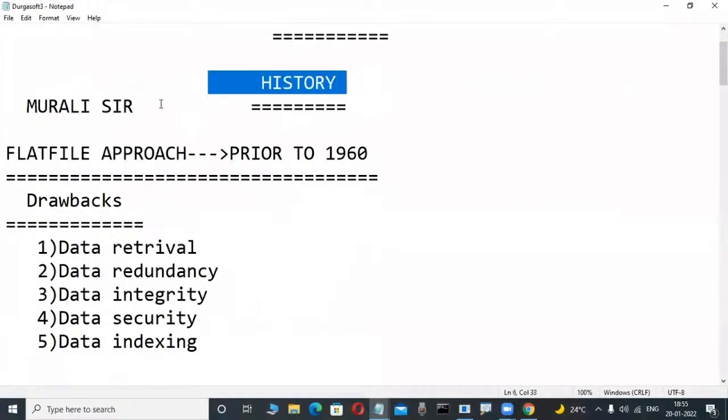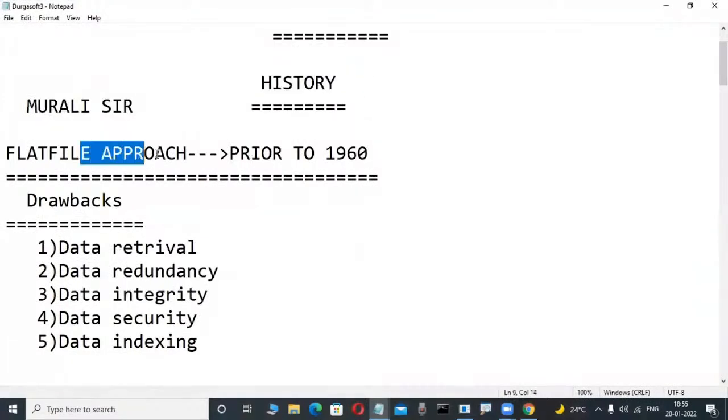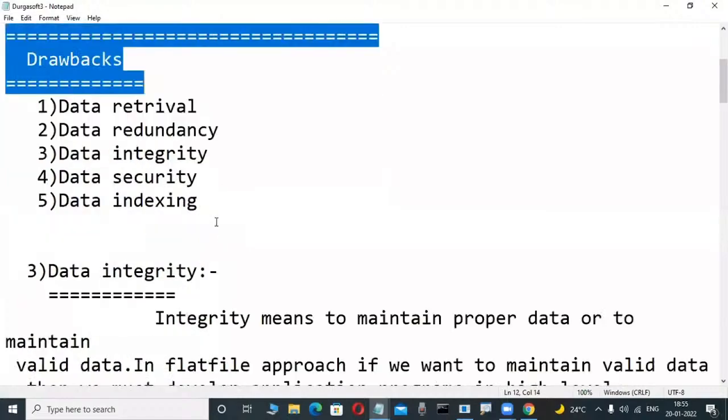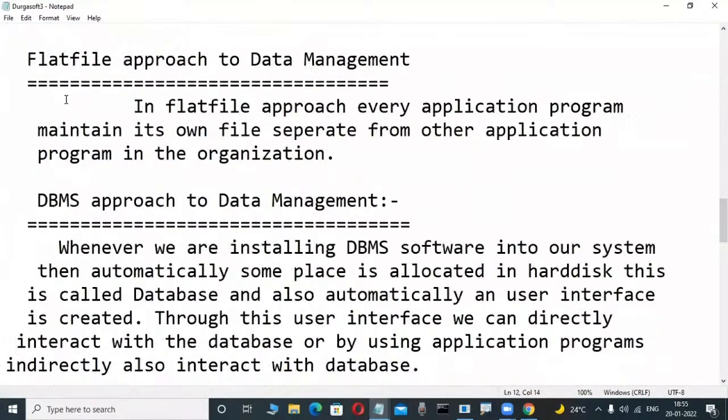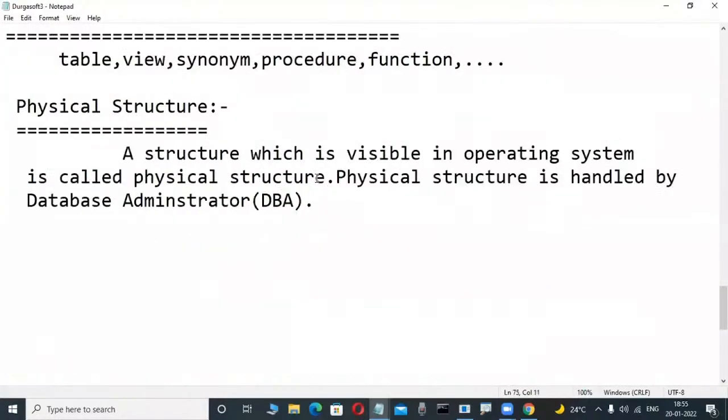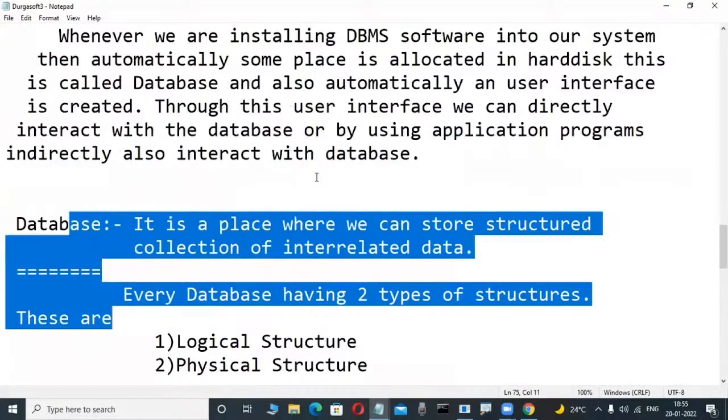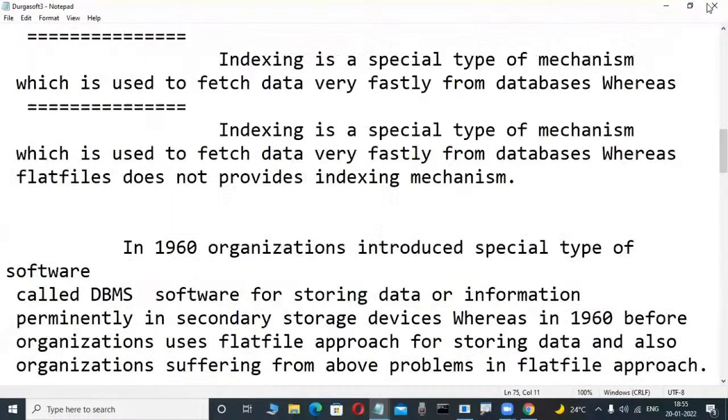Not Murali Sir's history, but the history of databases. In the olden days, the flat file approach was there. What were the drawbacks, we learn in the middle of the course. Then what is a database? What are DBMS and RDBMS, and what are the differences? All these things we learn one of these days.